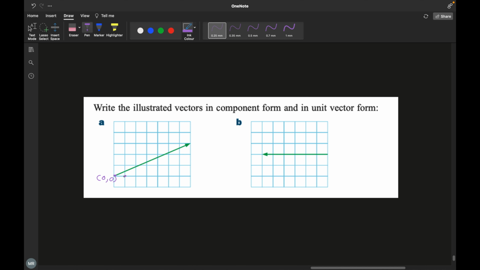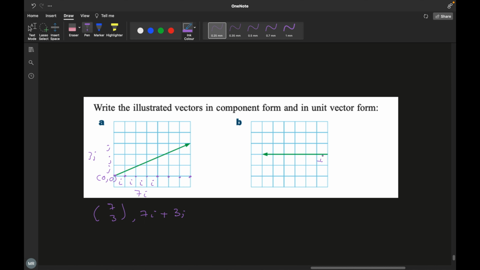So this is going to be 1, 2, 3, 4, 5, 6, 7. So therefore, it's 7i because this is i, and so on. And now let's look at the y direction. It's going to be j, j, and j. And therefore, it's 3j. In component form, it would be 7, 3. And in unit vector form, it would be 7i plus 3j.